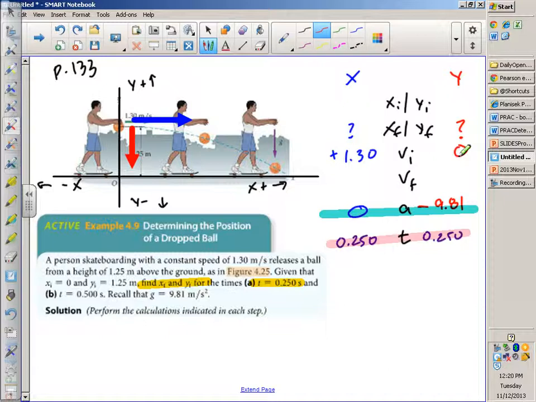So, 2 more things that we know. Anthony, what's one other thing that we know? We know the y initial, right? Where does it start on the y-axis, Anthony? Positive 1.25, right? It starts 1.25 meters above the 0 point, right above the ground, on the y-axis. But where does it start on the x-axis? If we took the x and y coordinates of this spot right here, it would be 0 x and positive 1.25 y. Therefore, the initial position x is 0. Okay. Good there?